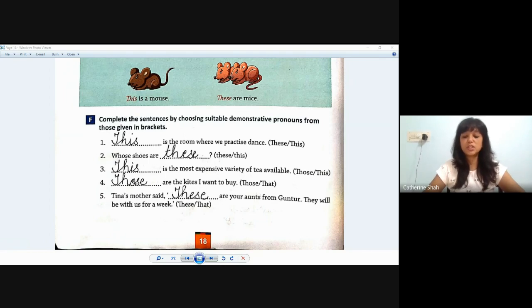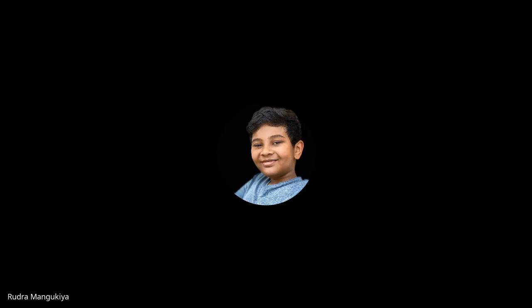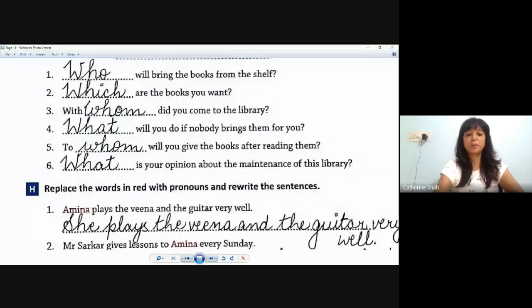Dash will bring the books from the shelf. Tia. Dash will bring the books from the shelf. Ma'am, may I say? Tia will only say. Yes, ma'am. Who will bring the books from the shelf?